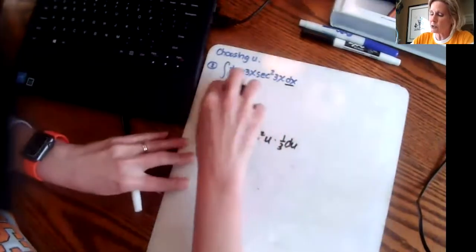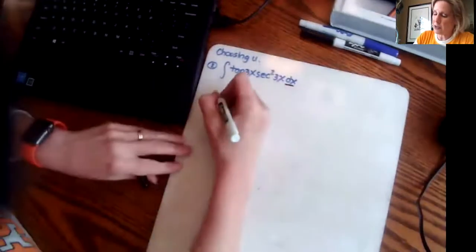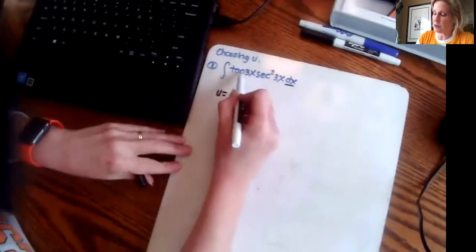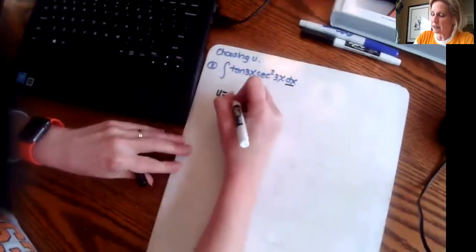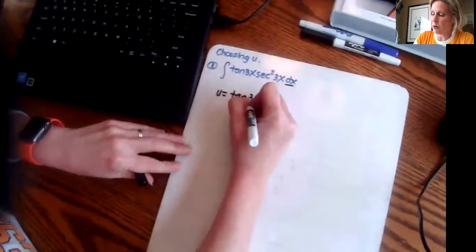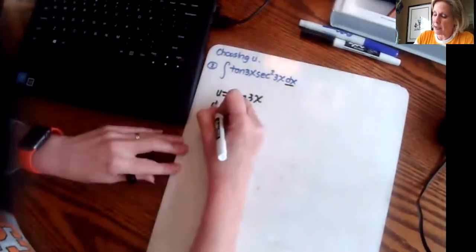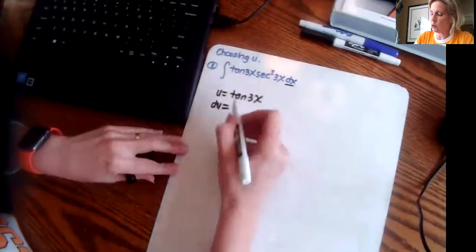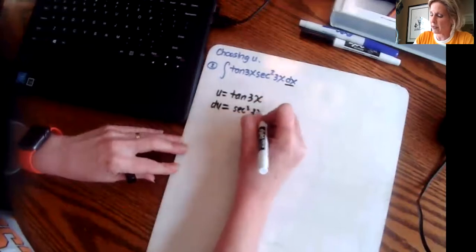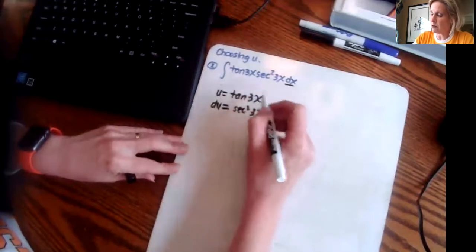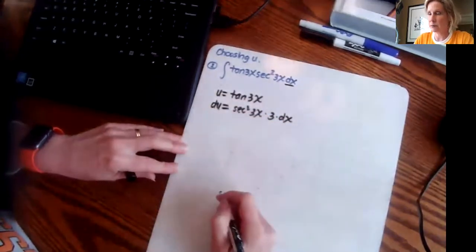So let me choose my u a little more wisely. What if I let u be either the tangent of 3x or the secant of 3x? Now, technically, I could do it either way, and I'm going to show you both ways just so you can see how this plays out. But if u is tangent of 3x, then using the chain rule, the derivative of tangent is secant squared 3x times the derivative of 3x, which is 3, and then I'm going to tag the dx on the end.